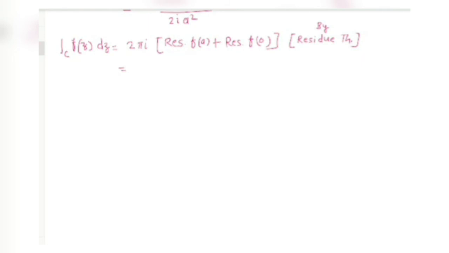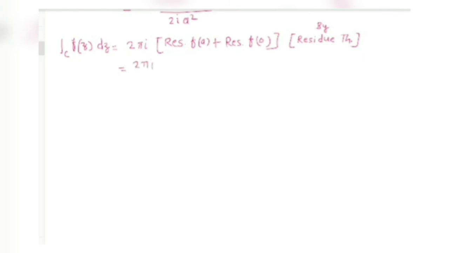Now we find the value of the function. We apply the residue theorem here. The value of the function will be 2 pi i times the sum of residues of the function at the poles which are inside the given contour. So 2 pi i into the residue of the function at a plus the residue of the function at 0, by using the residue theorem.